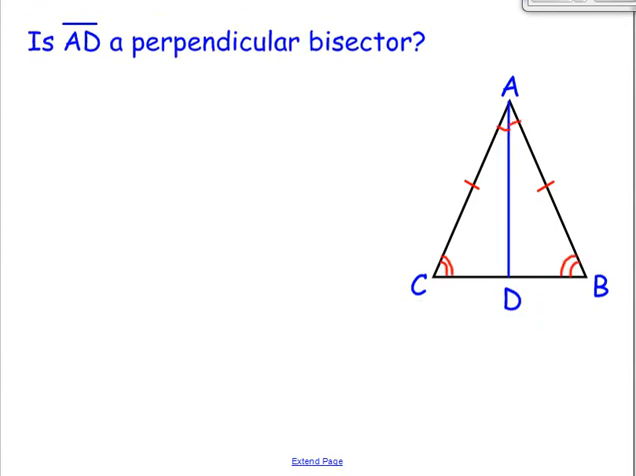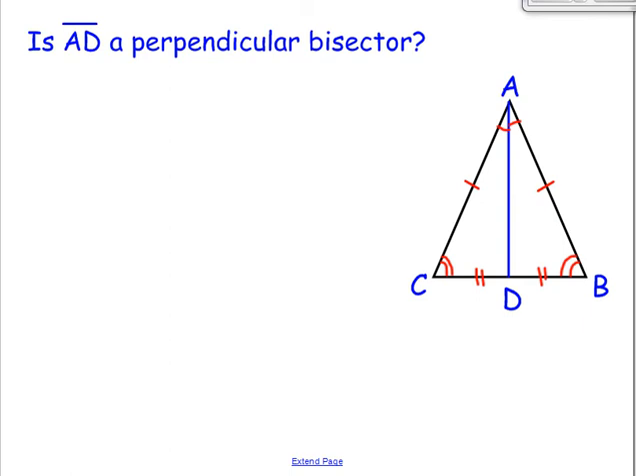Let's clean things up a bit here. Is AD a perpendicular bisector? Well, let's look at it here. I've already proven that these two triangles are congruent, so therefore I know that this line segment and this line segment are congruent to each other. So therefore, we know it's a bisector of the line CB. Now we need to figure out, is it a perpendicular bisector?